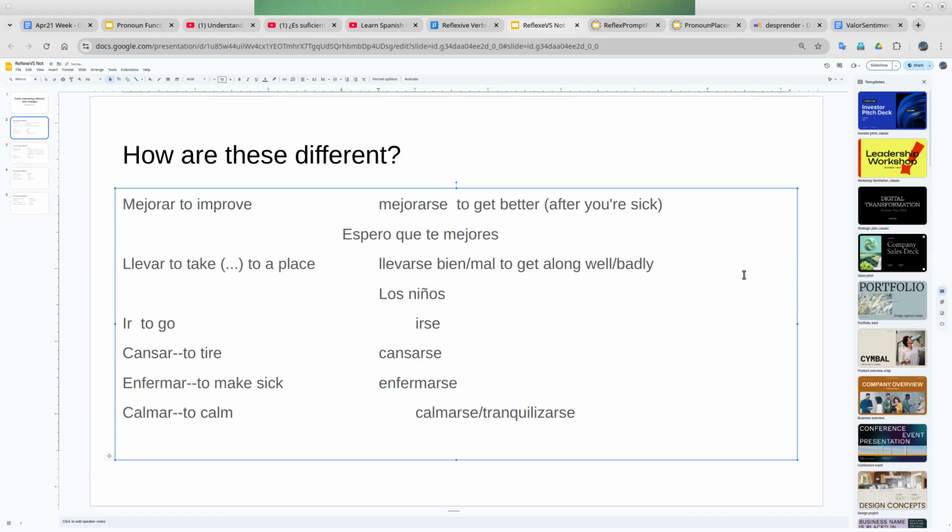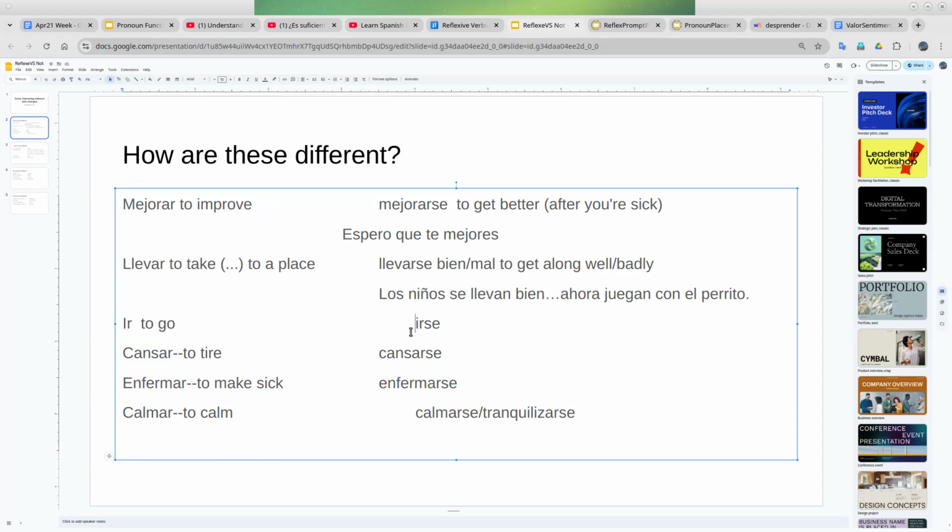Los niños se llevan bien. Se llevan bien, ¿sí? Ahora juegan con el perrito. Now they're playing with the little dog. Los niños se llevan bien. They get along well. They're playing with the dog. Okay. Se llevan bien. They get along well. Se llevan mal. They don't play nice. Okay.